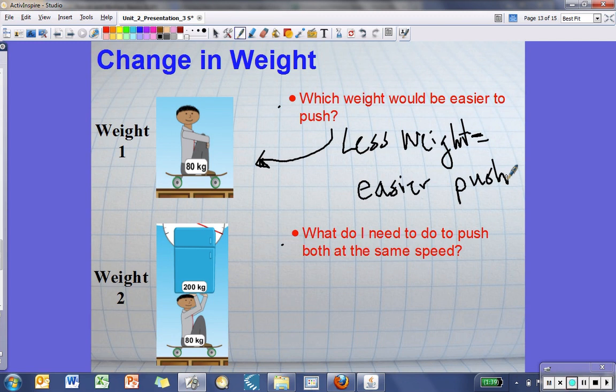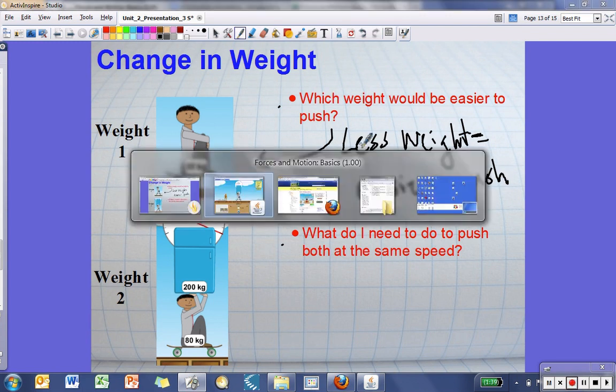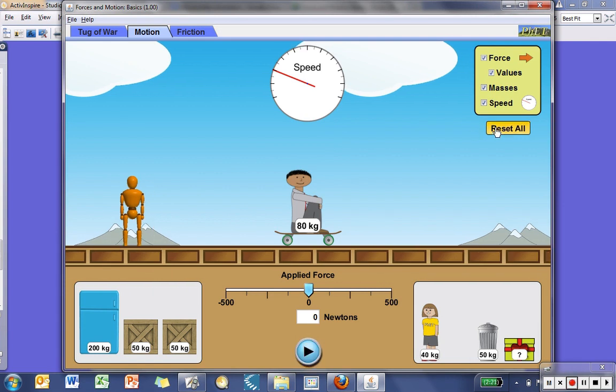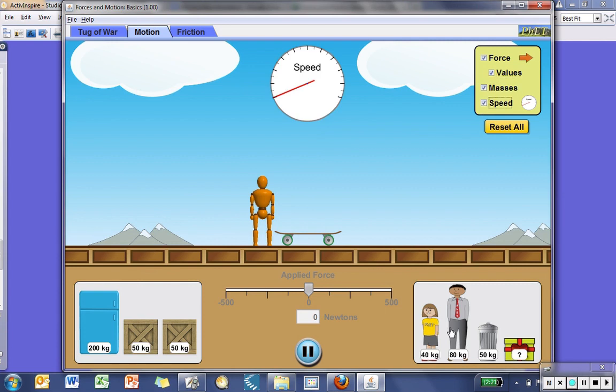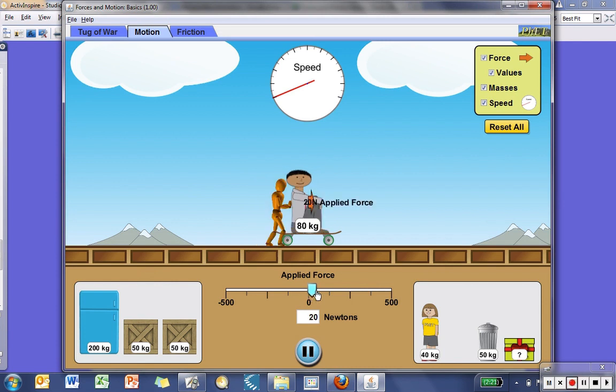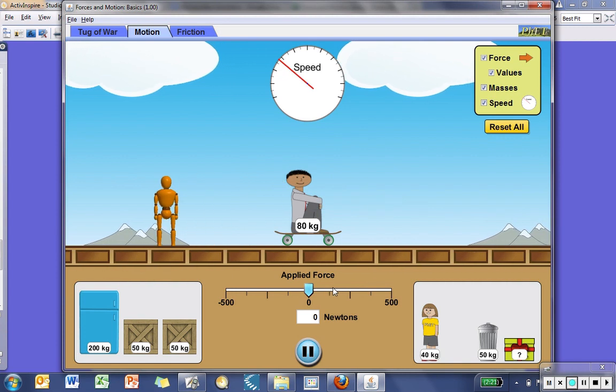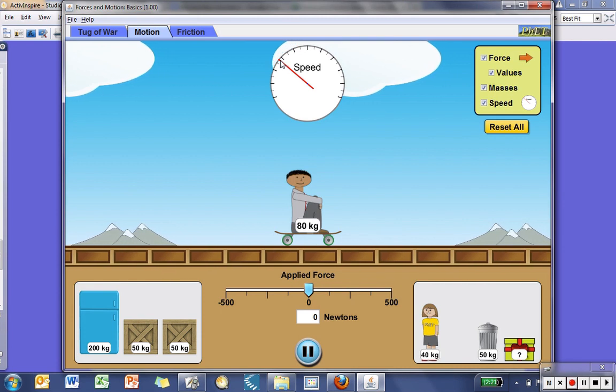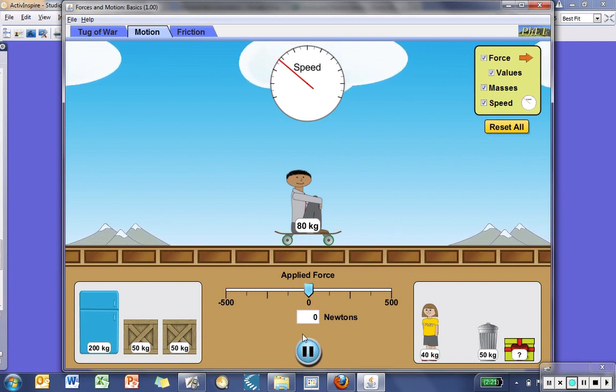Now, what would I need to do to push both at the same speed? Let's look at it. If I take this off again, and I wanted to push him again, what would I need to do? Let's reset it. So let's say I was pushing him at this speed, like 136, and I let go. See up here, the speed right here. What would I need to do to make him go that fast, that speed, really quick?